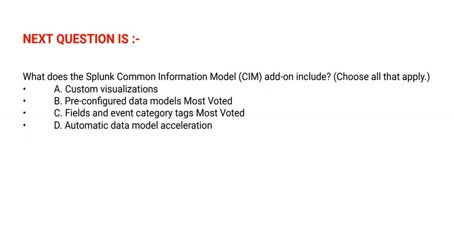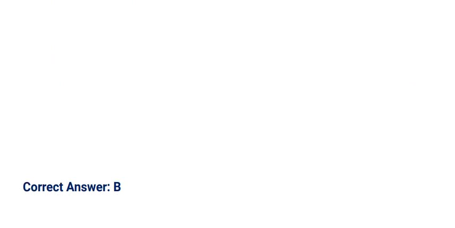Next question is, what does the Splunk Common Information Model add-on include? Choose all that apply. Option A, custom visualizations. Option B, pre-configured data models. Option C, fields and event category tags. And option D, automatic data model acceleration. The correct answer is option B.